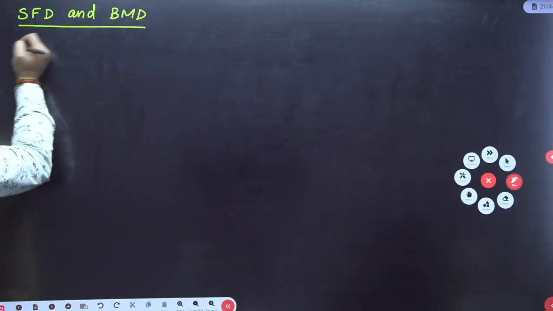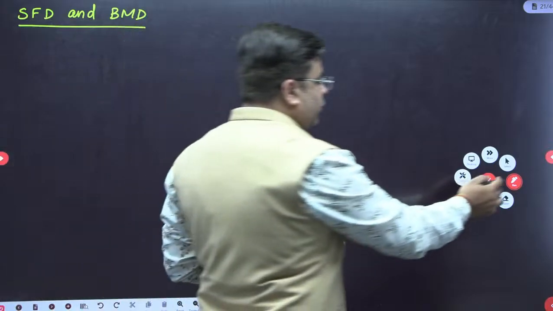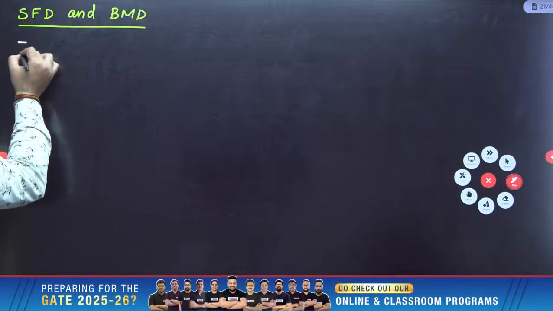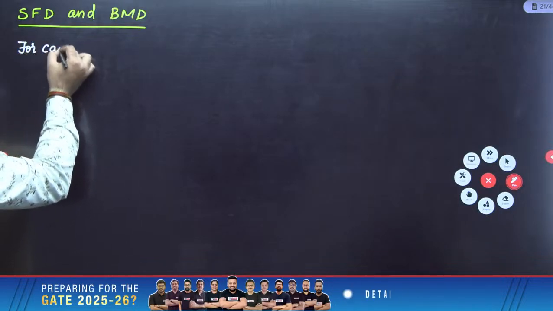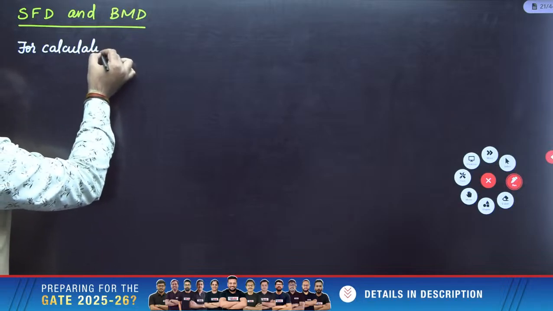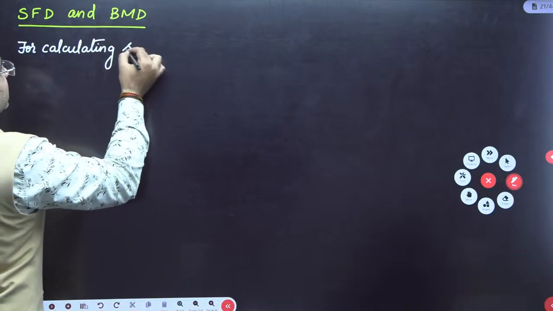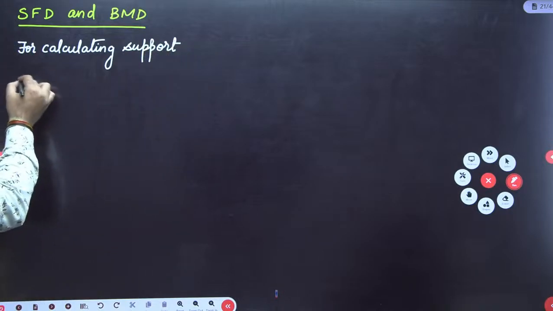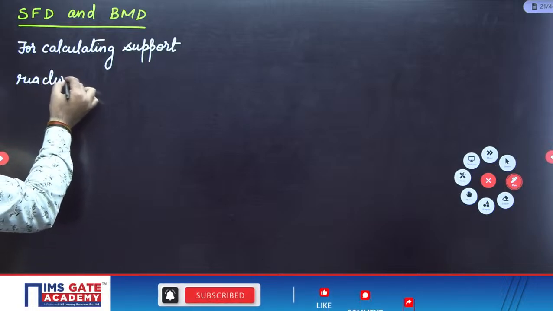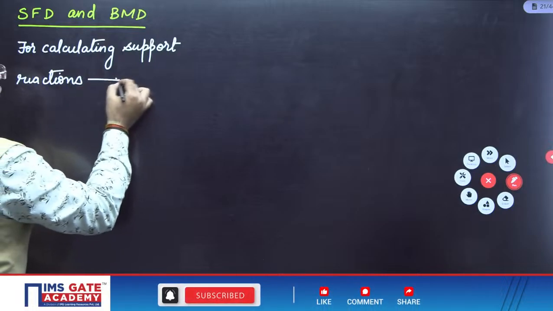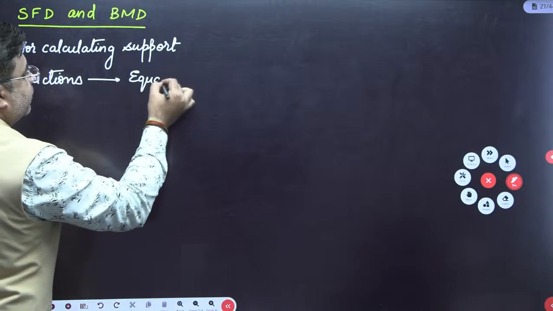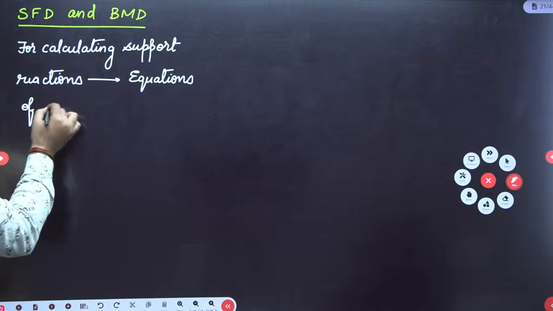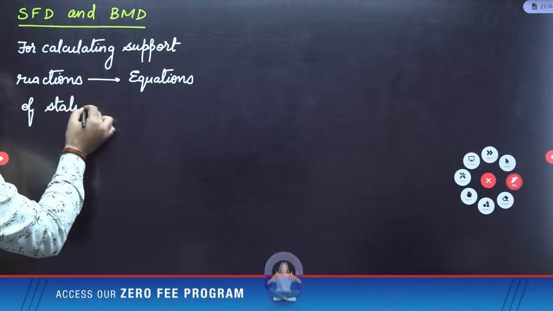out the support reactions, what is the tool that we are going to use for calculating the support reactions? For calculating support reactions, we are going to use the equations of static equilibrium.